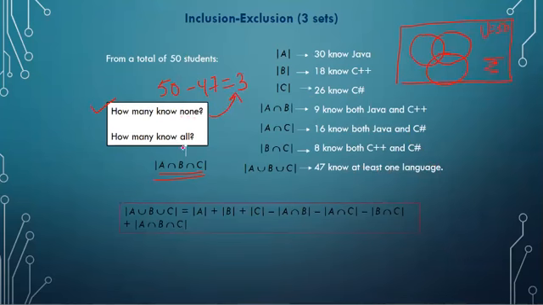Now, how many know all the languages? It means this part, the one I am coloring right now. So this part we need to find out. So we have been given the values. It can be written as 47 is equal to 30 plus 18 plus 26 minus 9 minus 16 minus 8 plus the value we are supposed to find, A intersection B intersection C. So this will be equivalent to 6.